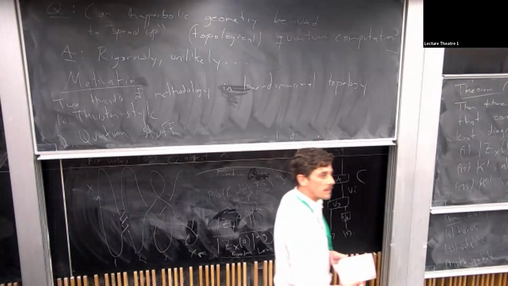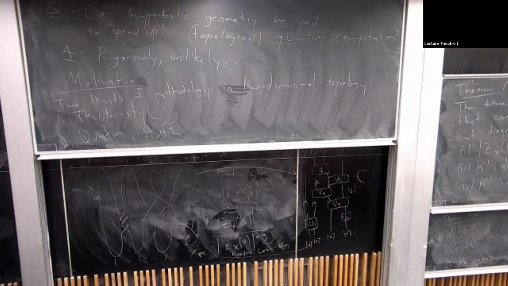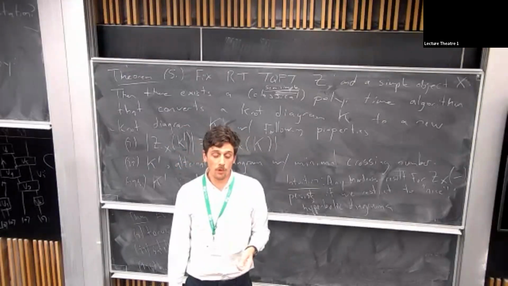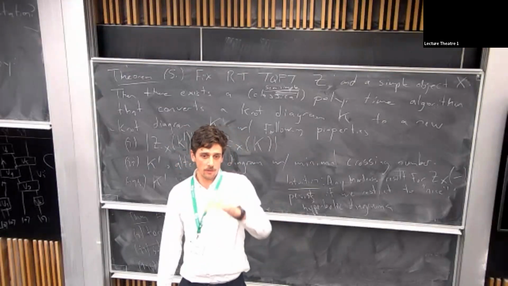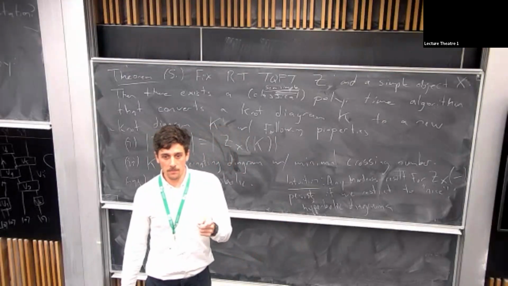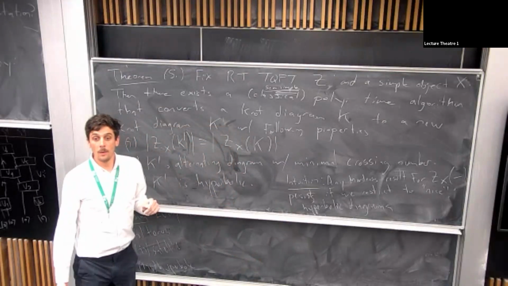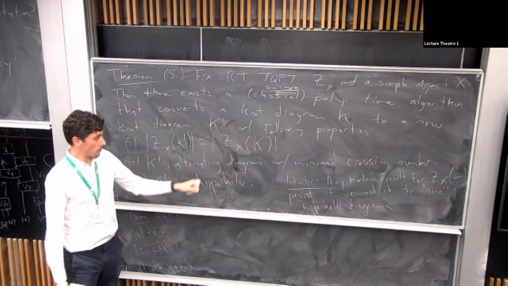Say that again, please. What does the algorithm do? The algorithm: you give me a knot diagram, and I'm going to build you a new diagram where the value of the Jones polynomial at your favorite root of unity is exactly the same. Well, okay, it's the same, but the new diagram is an alternating diagram with minimal crossing number for a hyperbolic knot.